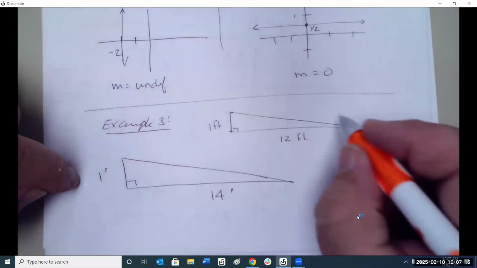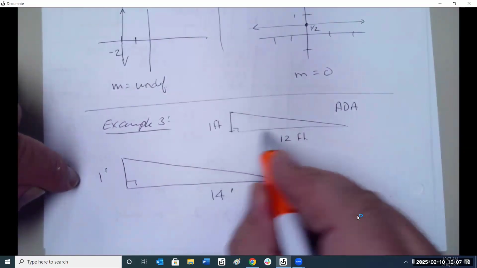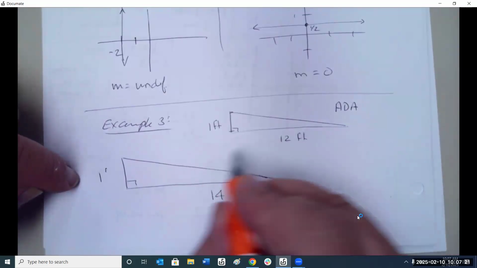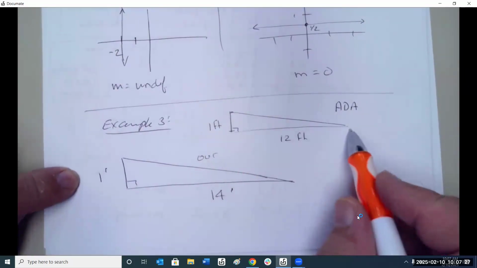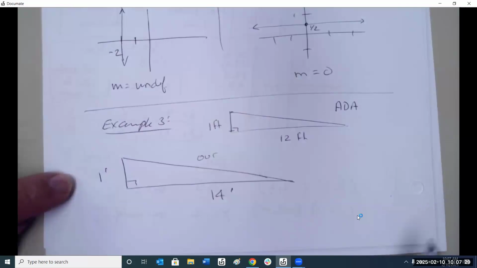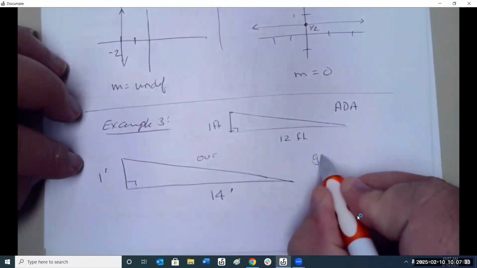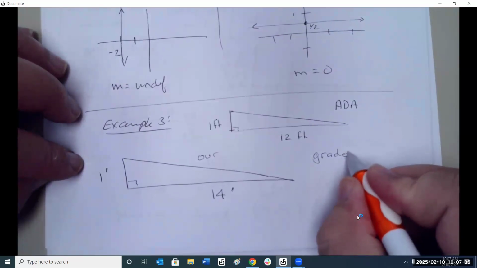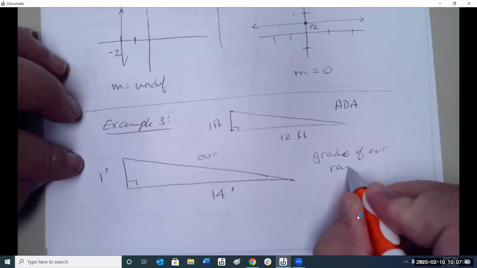The ADA, American Disabilities Act, says for every 1 foot up, it has to be 12 feet out. Is our school in compliance? Yes, it is. Because if it has to be at least 12, it can be bigger. So yes, it's compliant. So what is the grade of our ramp?